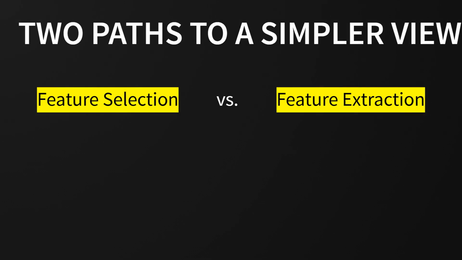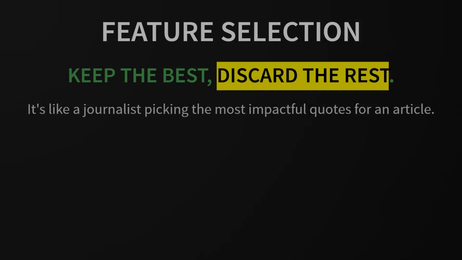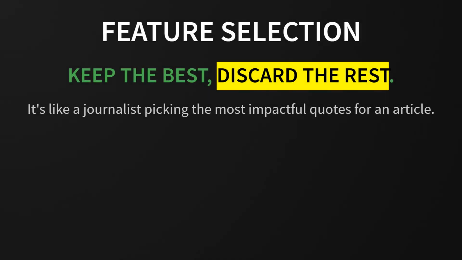There are 2 fundamentally different approaches. You can either select the best original features, or you can extract brand new ones. Let's break that down. First up is feature selection. The philosophy here is simple and direct. Find the most important features in your original dataset and just throw the rest away.